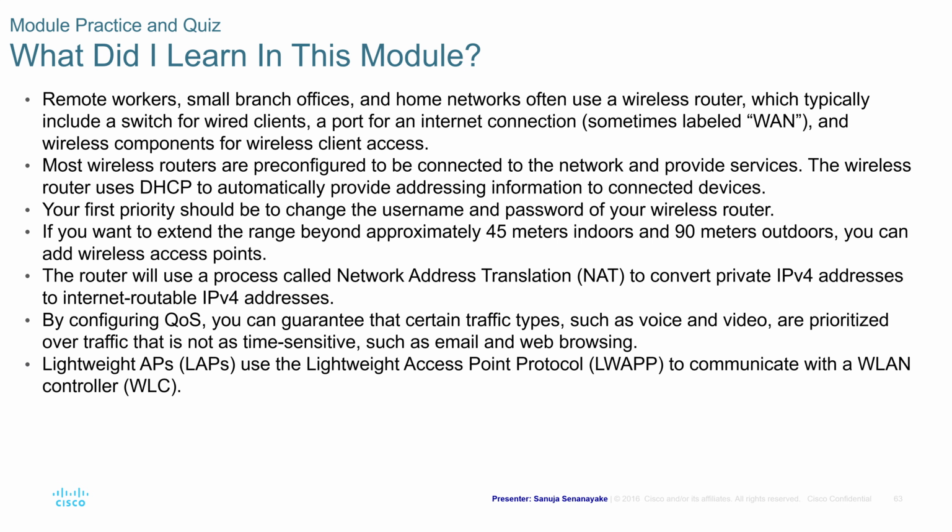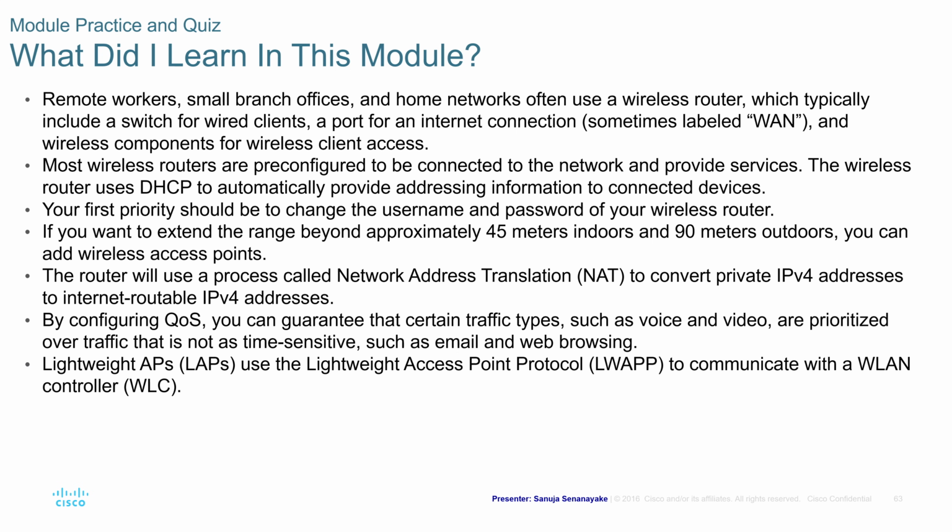Your first priority should be to change the username and password of your wireless router. So as soon as you get the wireless router or even a wireless access point out of the box, the first thing you should be changing is the username and password associated with it. If you want to extend the range beyond approximately 45 meters indoors or 90 meters outdoors, you can add wireless access points. These are additional access points.